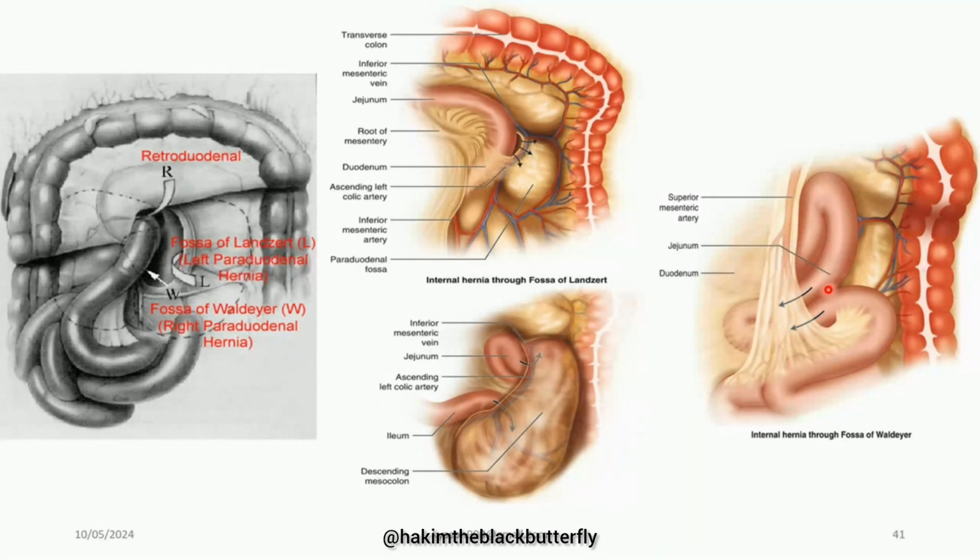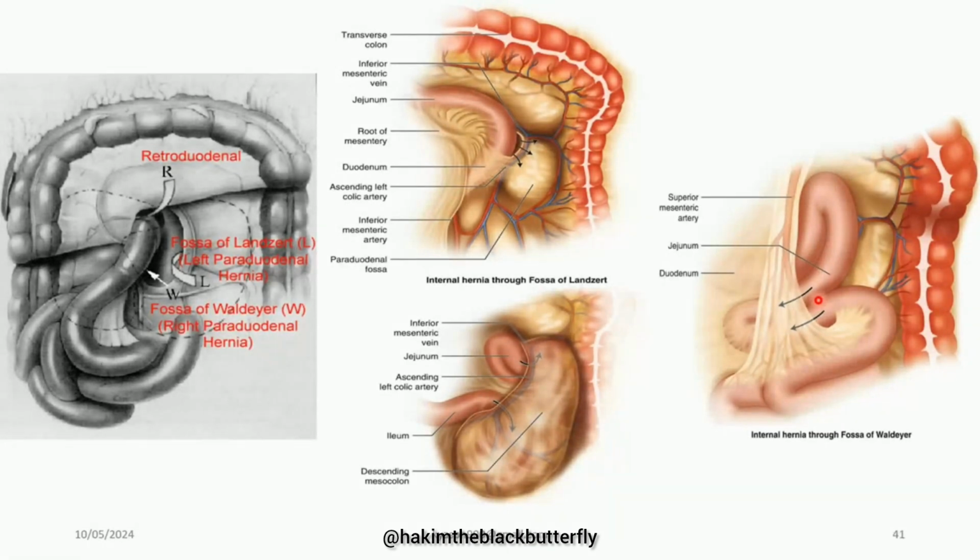Then you can see here part of the coils are entering the fossa of Waldeyer, or what you can call the right paraduodenal fossa, leading to what we call right paraduodenal hernias. So all these are sites of internal hernias. Number one, the epiploic foramen, it's a site where internal hernias can occur. Then two, the right paraduodenal fossa, what we call the fossa of Waldeyer. Then the left paraduodenal fossa, or the fossa of Landzert. All those sites through which internal hernias can occur.